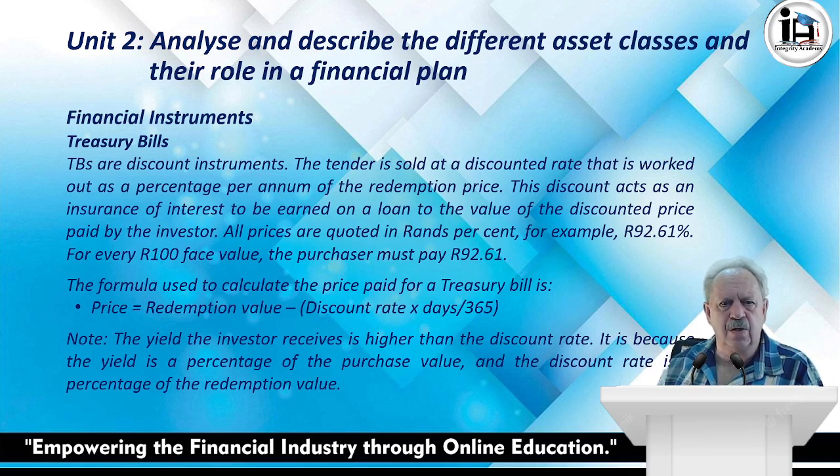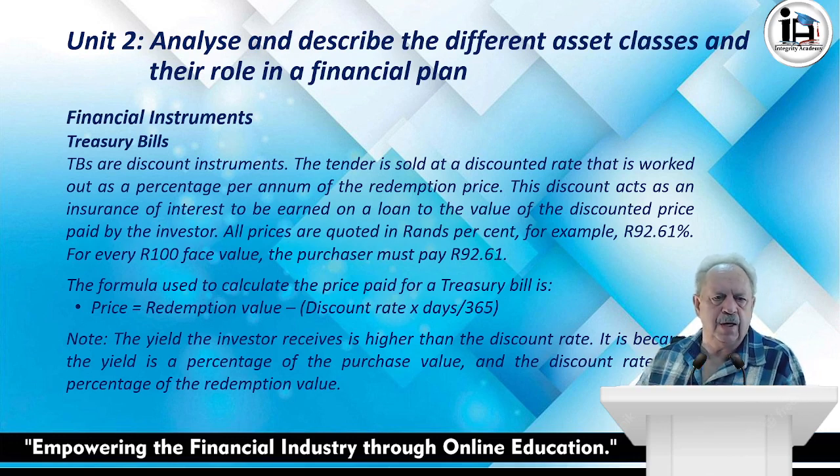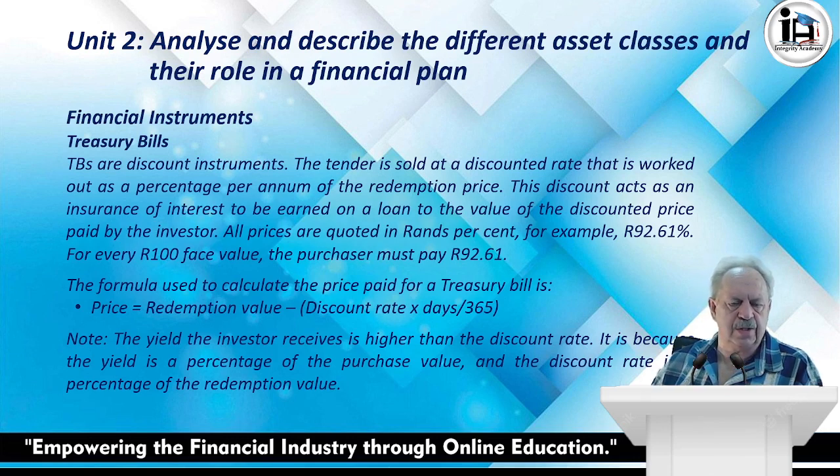The tender is sold at a discount rate that is worked out as a percentage per annum of the redemption price. The discount acts as an insurance of interest to be earned on a loan to the value of the discounted price paid by the investor. All prices are quoted in rands and cents. For example, 92 rand and 61 cents. For every 100 rand face value, the purchaser will then pay 92 rand and 61 cents.